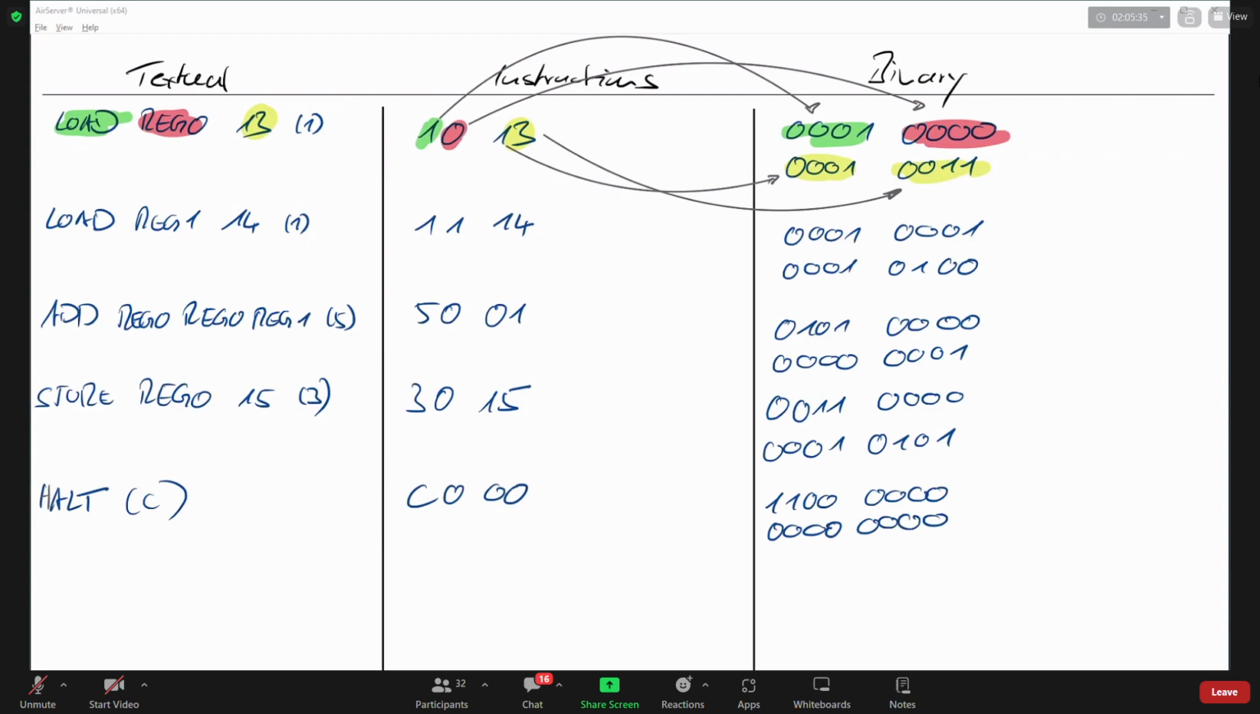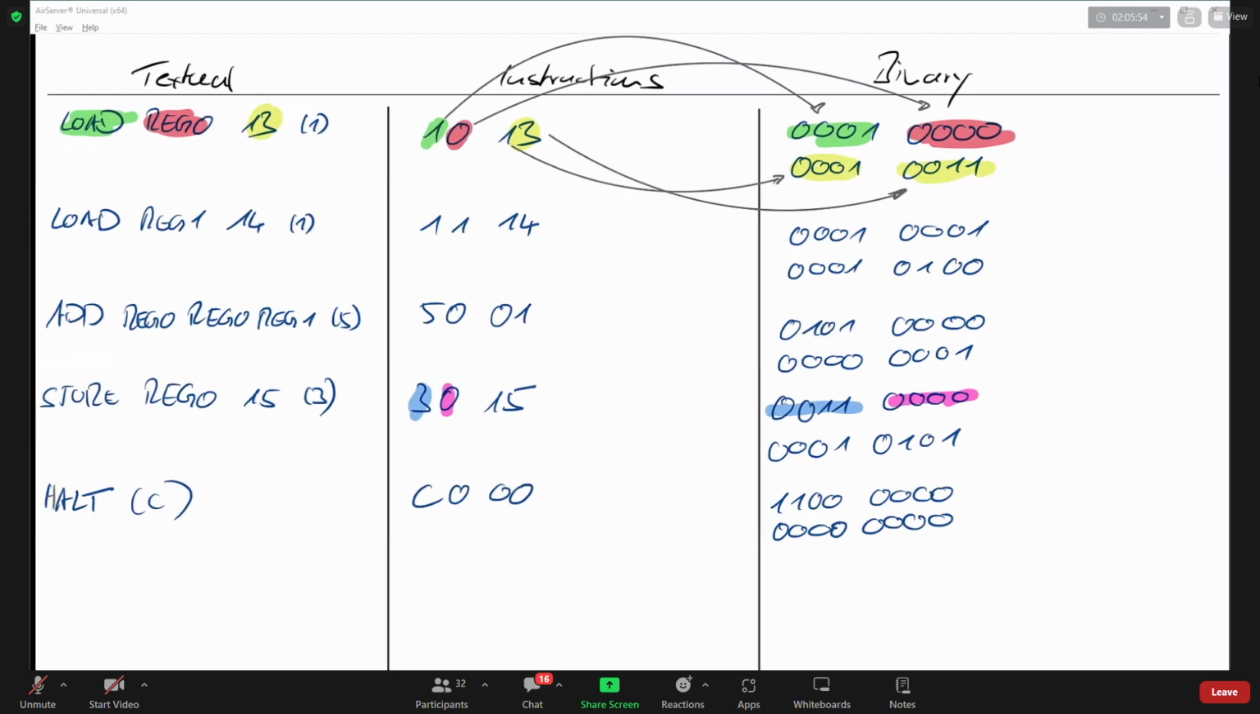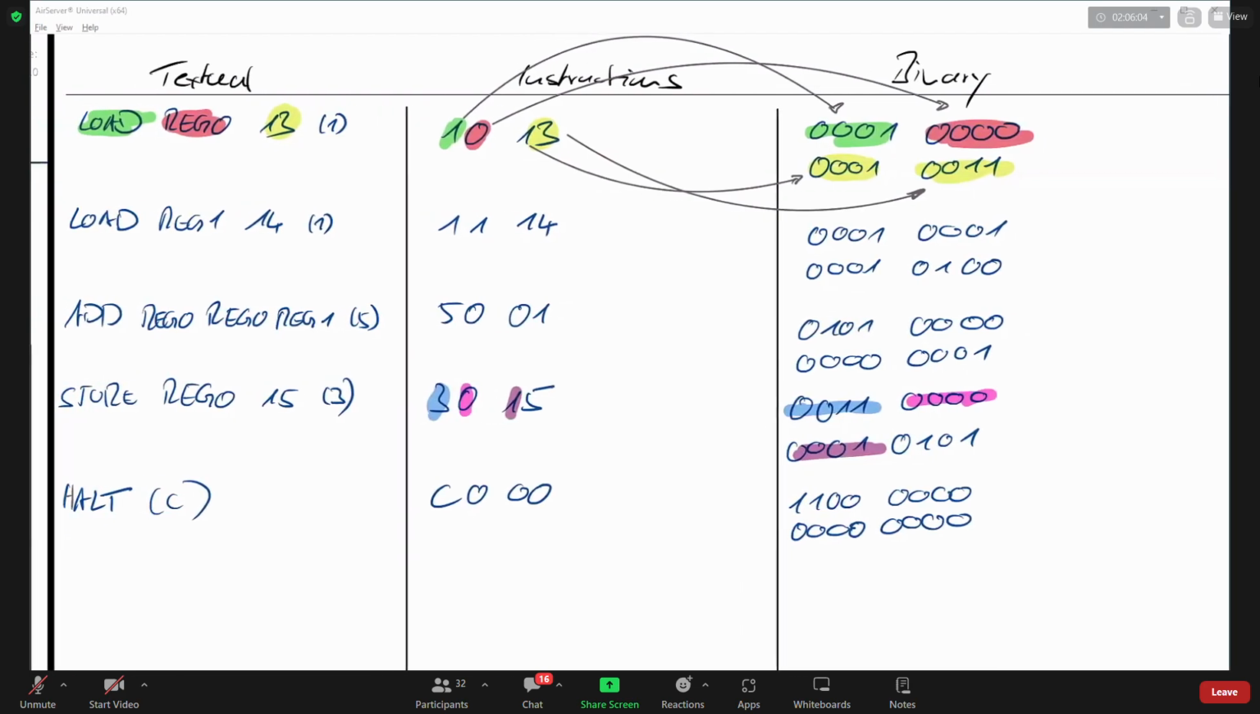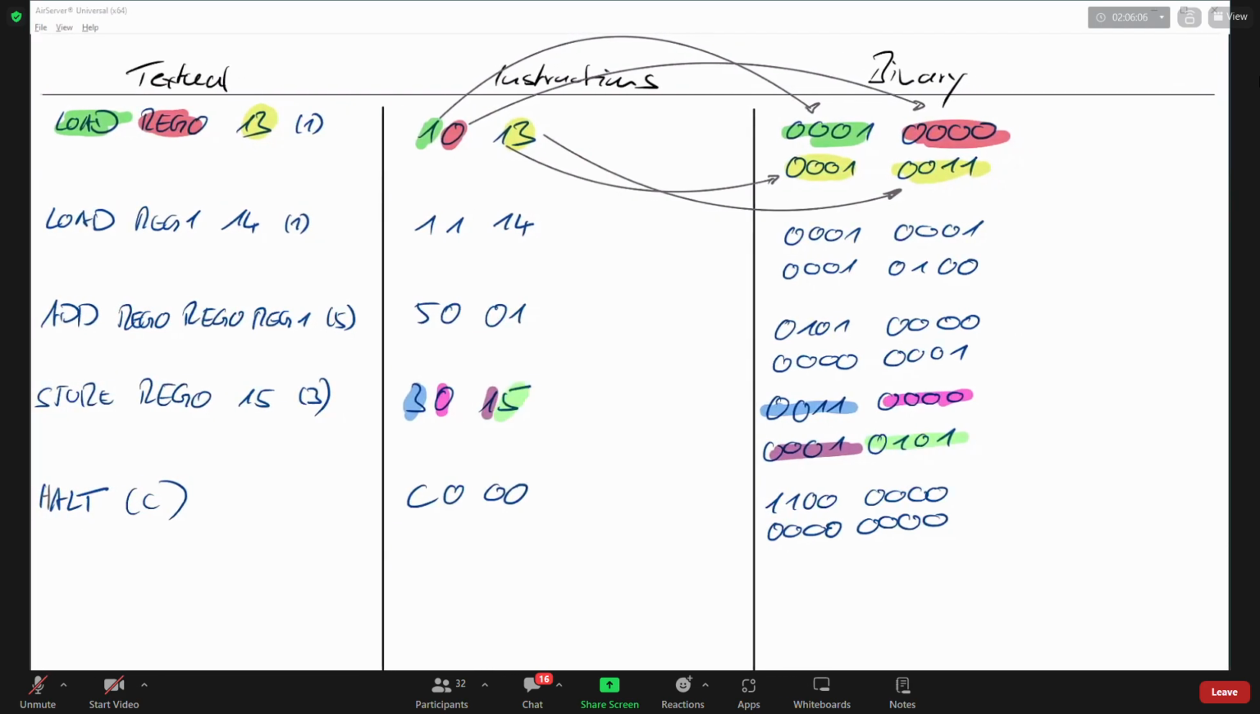Let's maybe mark them here as well. For one example, that one here, that's 3. That's 0. That's 1. And that's 5. So we are translating from text to hexadecimal to binary.